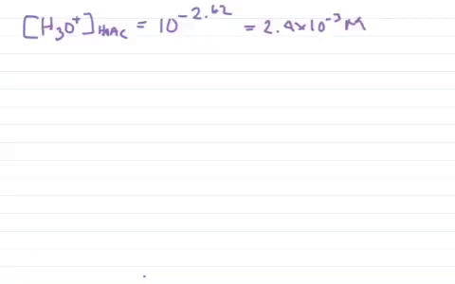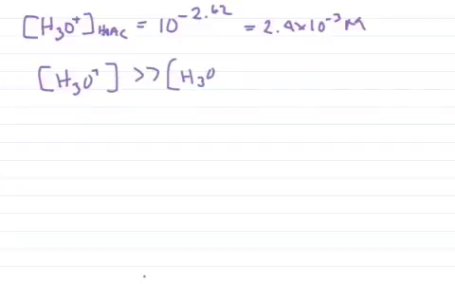Now the next thing we're going to do is make some assumptions. Well, first I'm going to figure out, well, can I use this H3O plus? So the first assumption I made was that my H3O plus from the acid is going to be greater than my H3O plus from water. So if we look at the number 2.4 times 10 to the minus 3, it is definitely greater than 1.00 times 10 to the minus 14th.